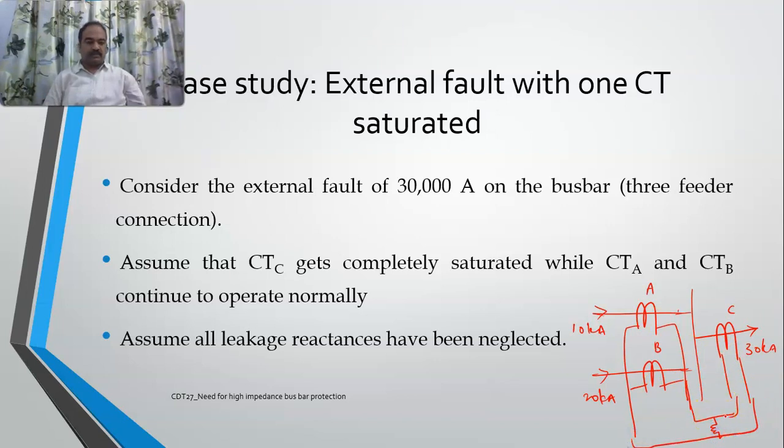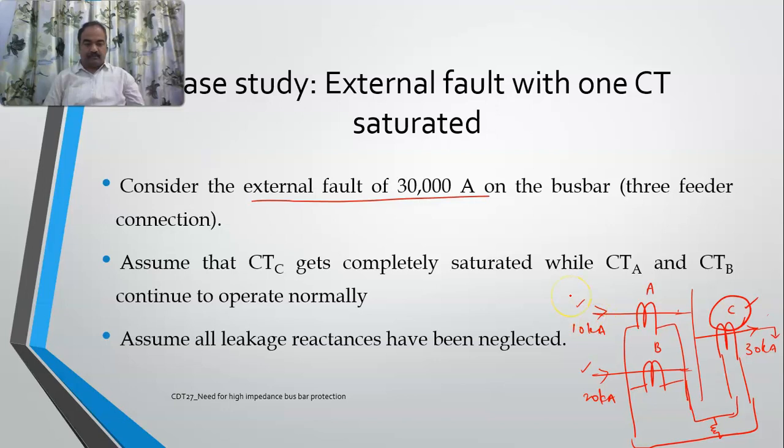Now let us assume this particular circuit. Under normal operation, these two will provide you 10 kiloamperes and 20 kiloamperes, and this is being fed to the load through feeder C with 30,000 amperes. Now let us suppose an external fault of 30,000 amperes has occurred on the busbar in this 3-feeder system. Now let us assume that this CT has been saturated, while these are not saturated, they are operating normally.